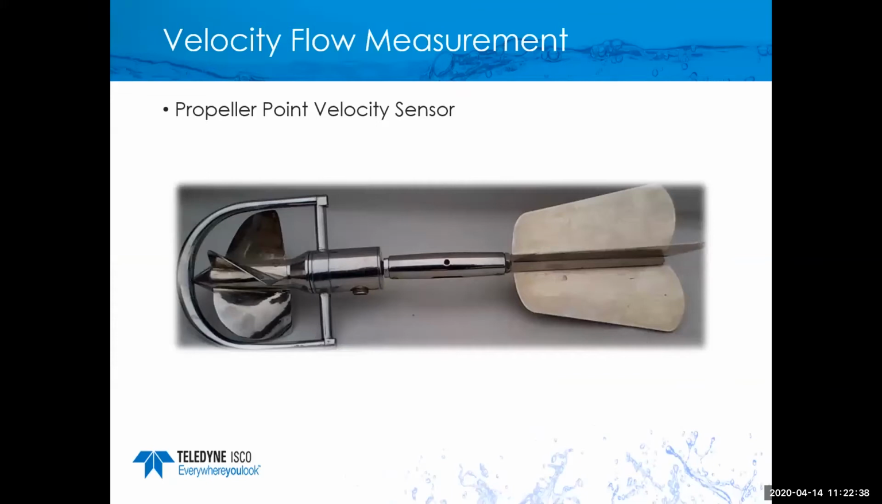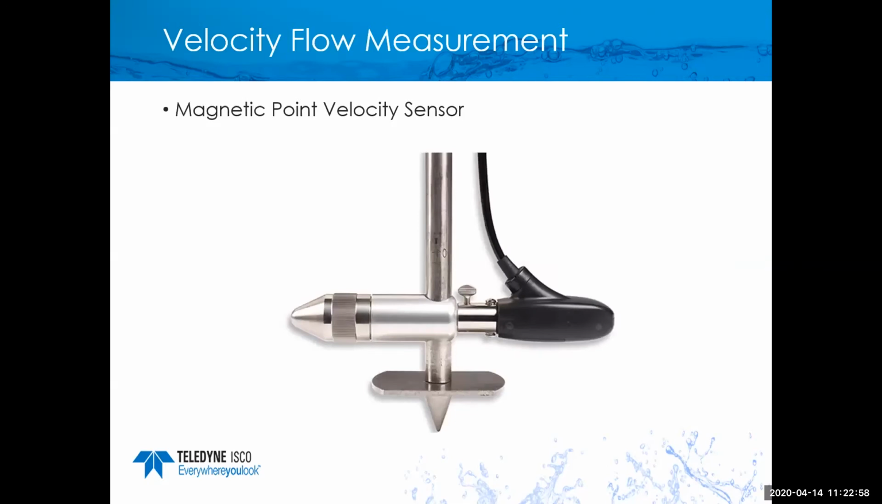Now first, let's talk about some ways to read the velocity. One way is a propeller point velocity sensor. It's a simple device. You put it in the flow stream, and the propeller turns proportional to the speed of the water to give you a velocity. This does not have a level sensor on it, but it will tell you what the velocity is.